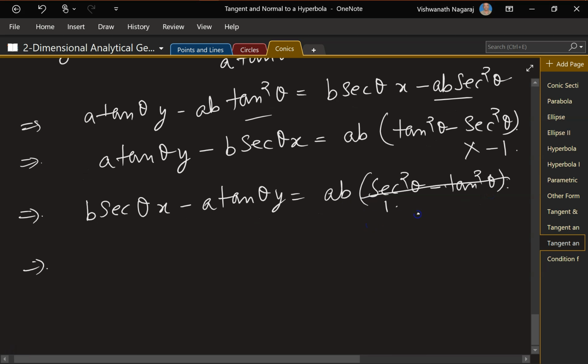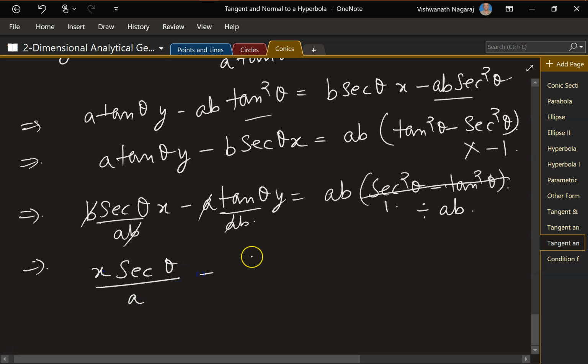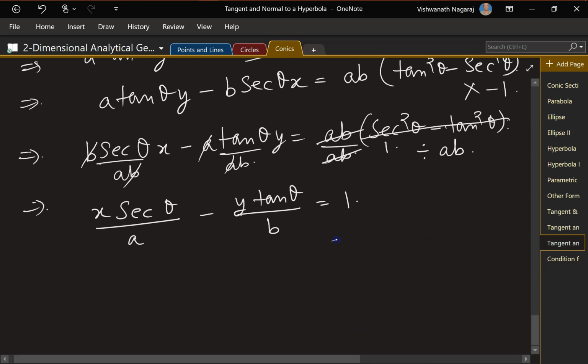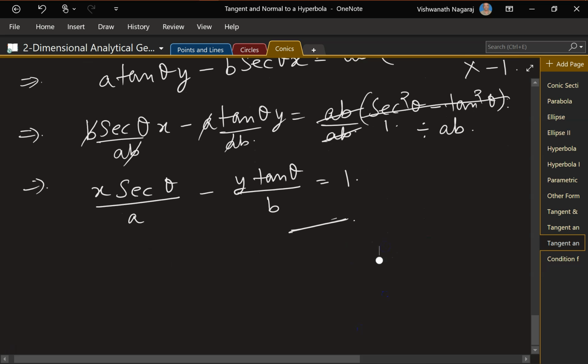Now we can divide this whole thing by ab. So ab, ab, b and b, a and a get cancelled. So x sec theta by a minus y tan theta by b is equal to 1. So this is the equation of the tangent in parametric form.